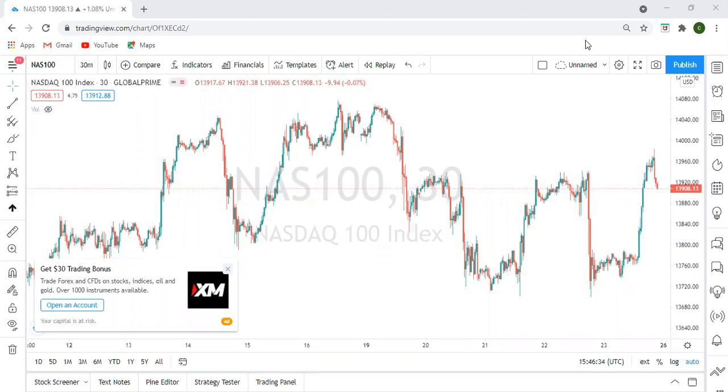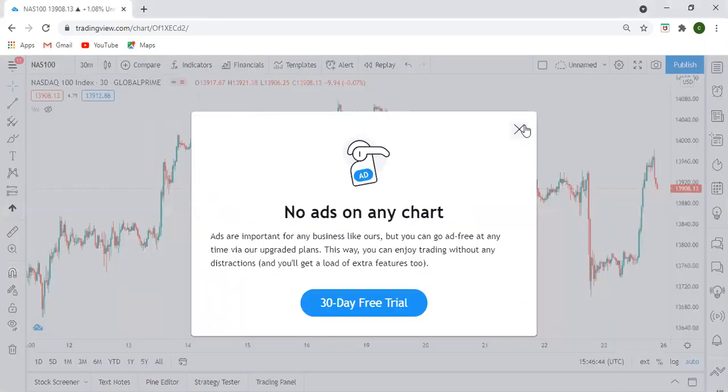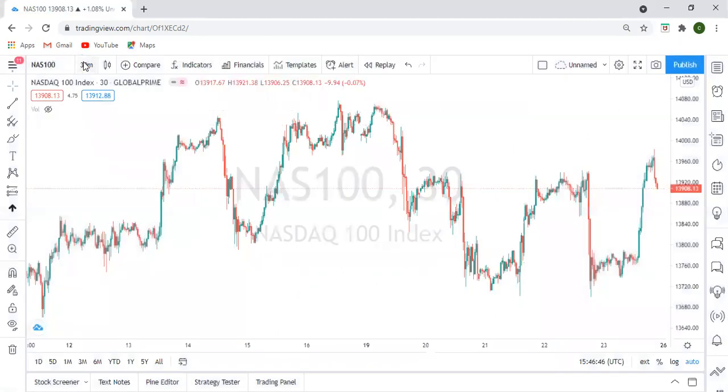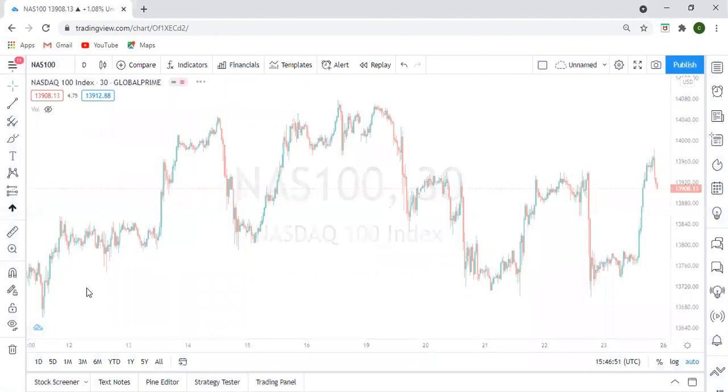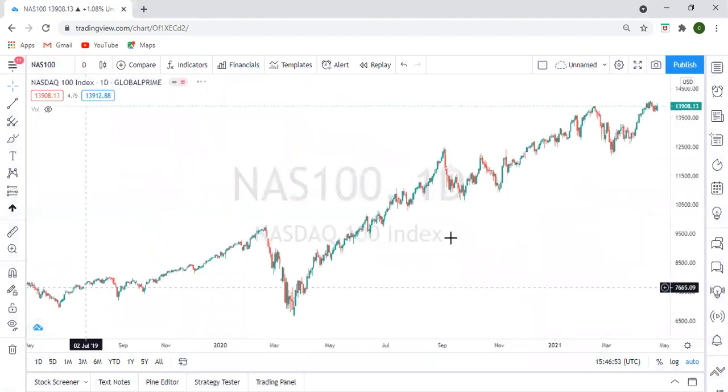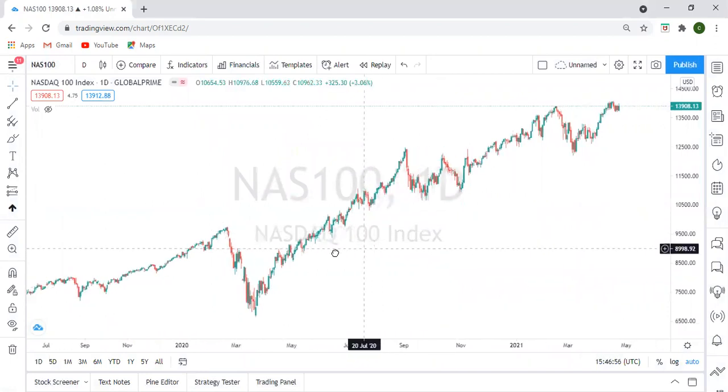So we're going to show you what we see on Nas100 this coming week. Let's just jump back to the charts now. We're going to start off with a daily time frame. As you know, we like to start our analysis on the daily time frame to see the overall direction of Nas100.